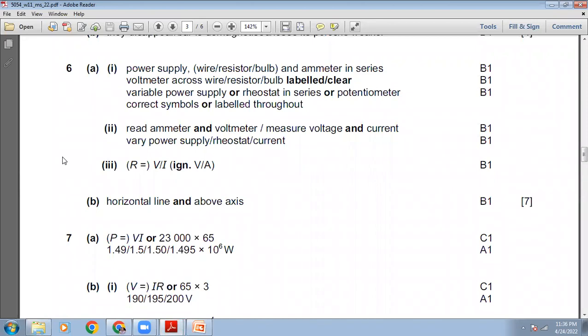Power supply, wire, resistor, bulb, and ammeter in series, voltmeter across wire, resistor, bulb labeled clearly. A variable power supply or rheostat in series or potentiometer, correct symbols labeled throughout. Okay.